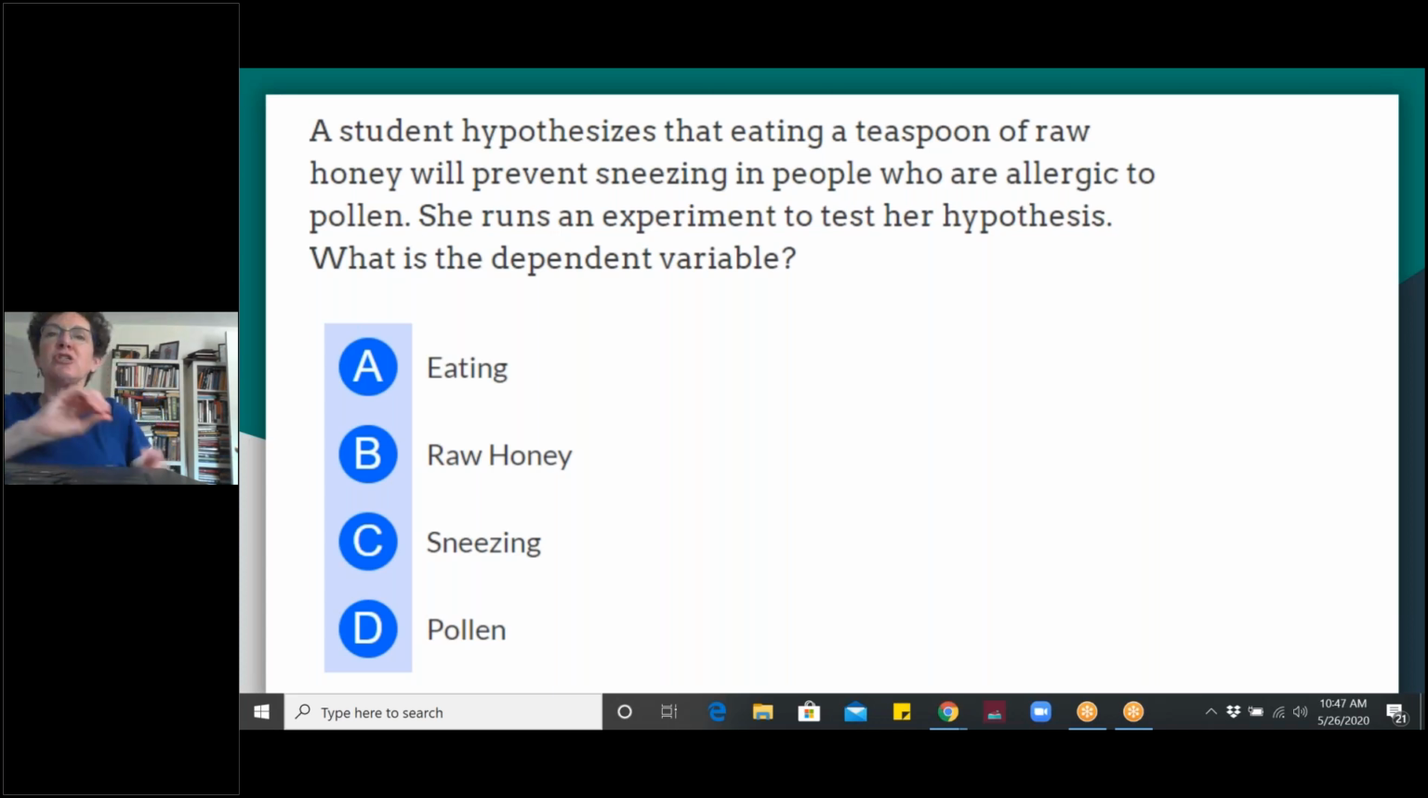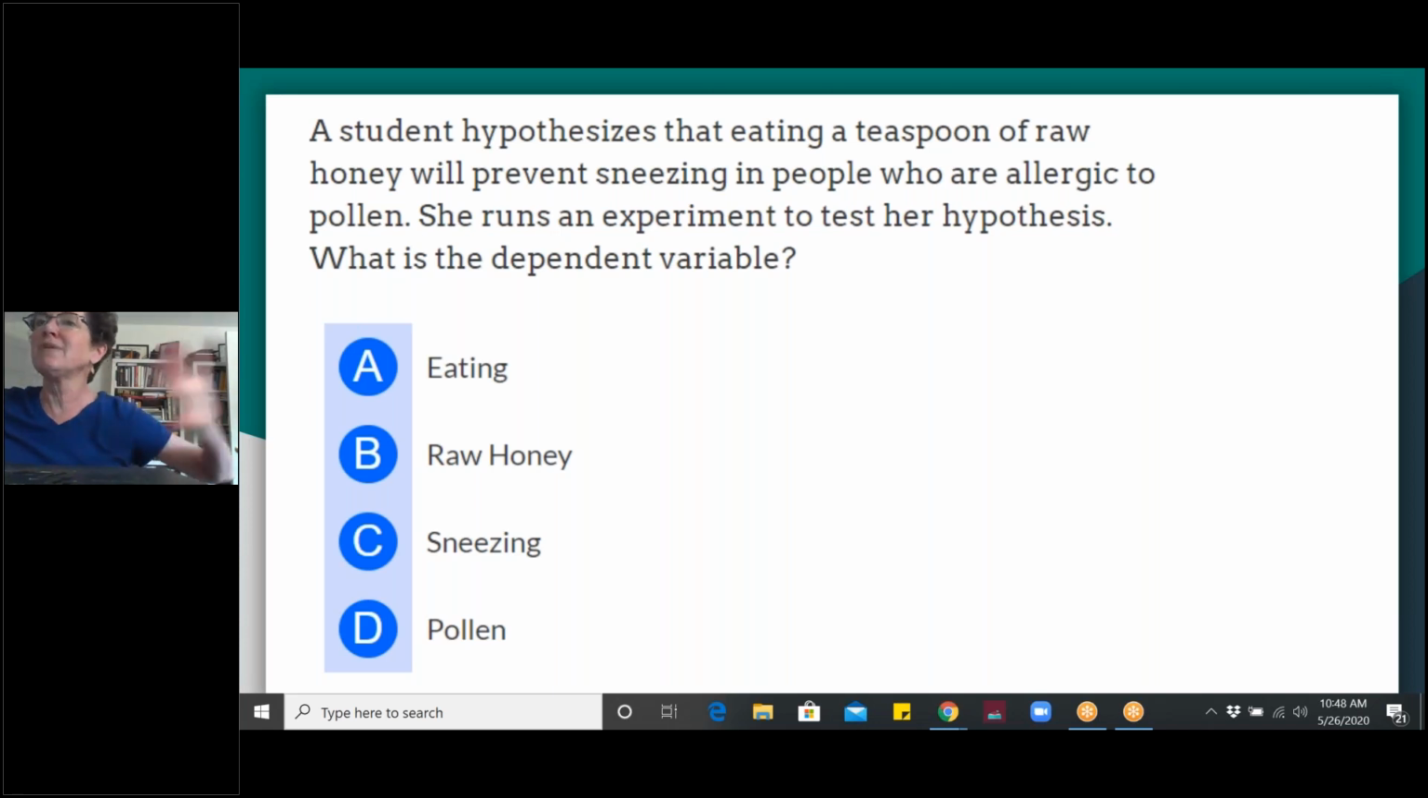So Tylisha, I want you to envision, let's picture she's going to recruit a bunch of people. What should all the people have? What should they have in common? The teaspoon of raw honey. No, no, they are allergic to pollen. Beautiful. They are allergic to pollen.